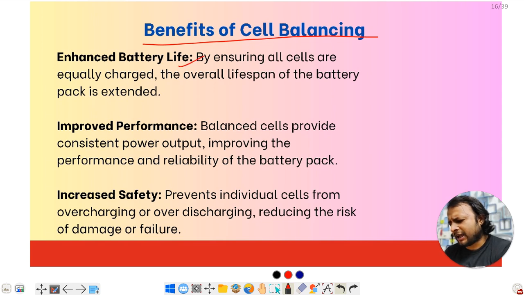The enhanced battery life: first, improved performance of the battery obviously, and increased safety. Safety means what? Overcharging and over-discharging safety. If a low-charge battery keeps working, what will happen? It will over-discharge. And if a high-charge battery keeps charging, it will overcharge. So both conditions are avoided with the help of cell balancing.